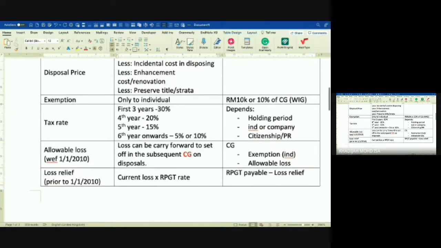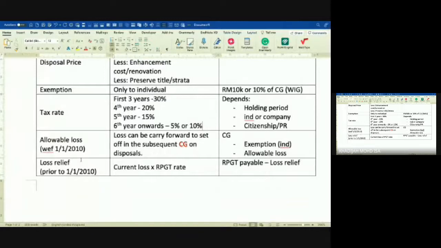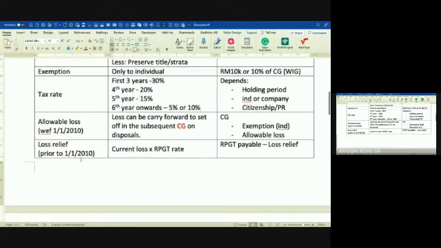Okay, and then allowable loss. If you have a chargeable gain, of course you'll be taxed on that. You have to compute the tax rate, everything. But if you have allowable loss, and this allowable loss is effective from 1st January 2010, it means that you don't have to pay tax on the disposal because you have a loss. But this loss can be carried forward to set off against your future chargeable gain, in subsequent chargeable gains on disposals.